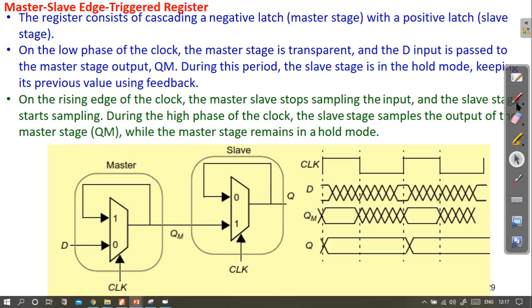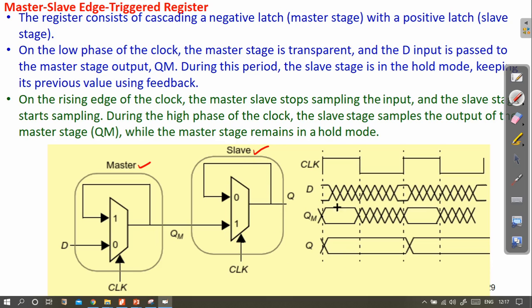For today's class, let's start and see this master slave edge triggered register. This consists of basically two stages. This is the master stage. This is the slave stage.